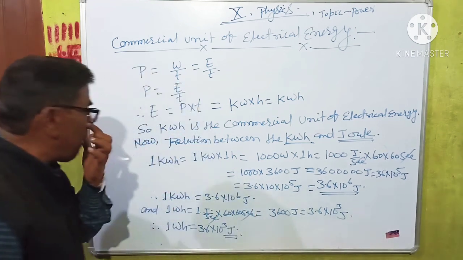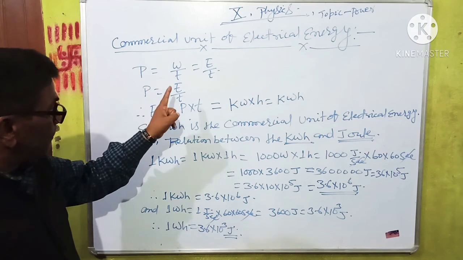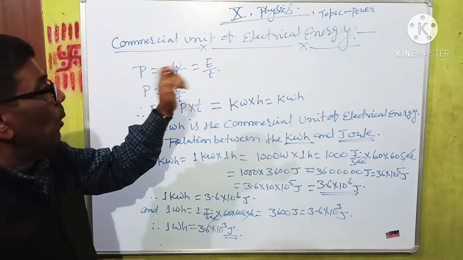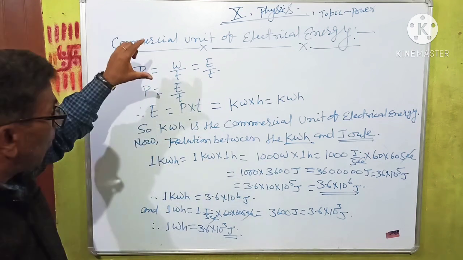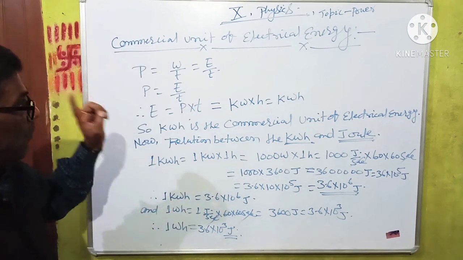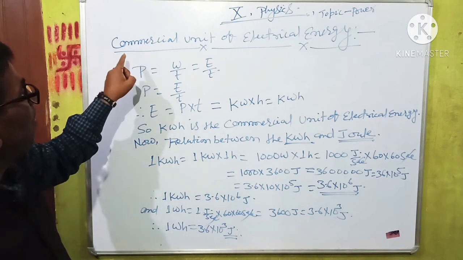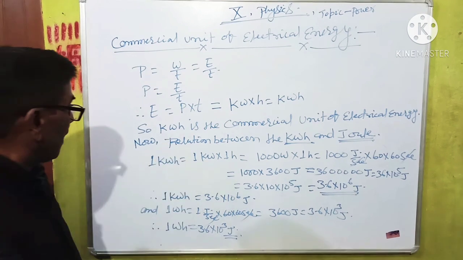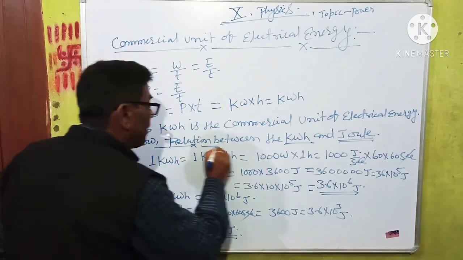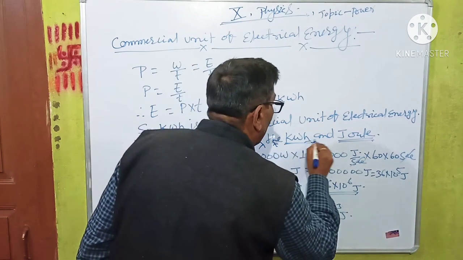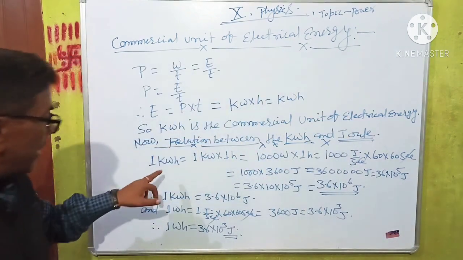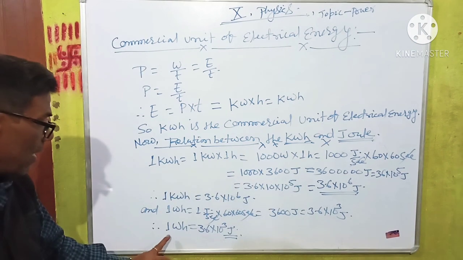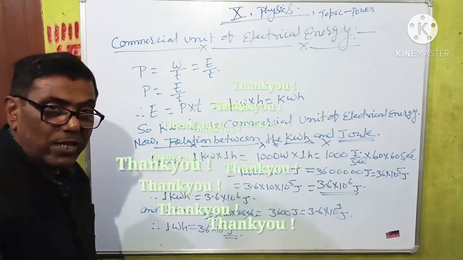So I have discussed the definition of power, the 5 formulas of power and the units of power, and also explained the commercial unit of electrical energy and the relation between the kilowatt hour and the joule. So here 1 kilowatt hour is equal to 3.6 into 10 to power 6 joule, and 1 watt hour is equal to 3.6 into 10 to power 3 joule.